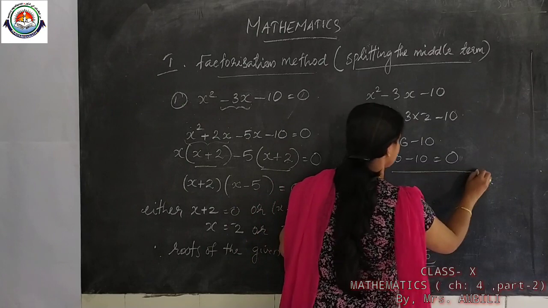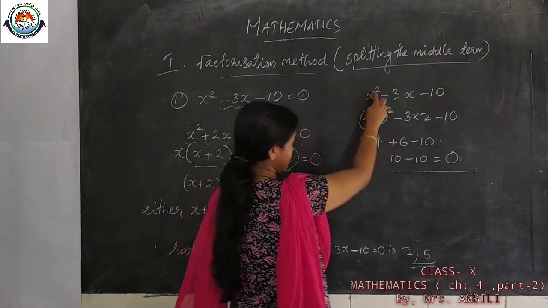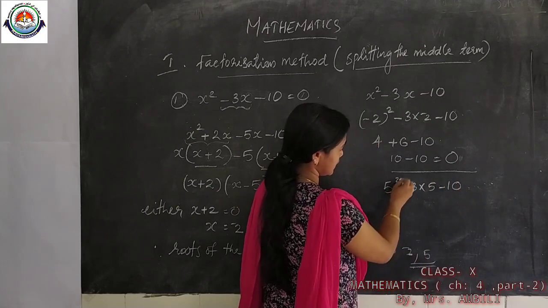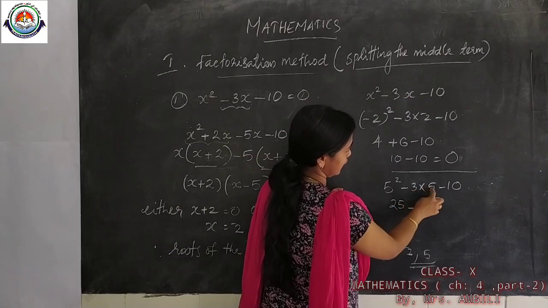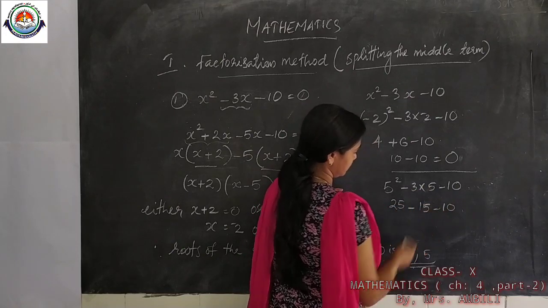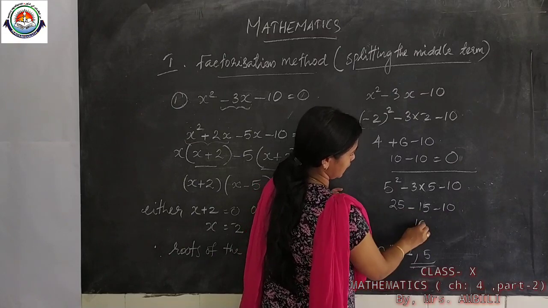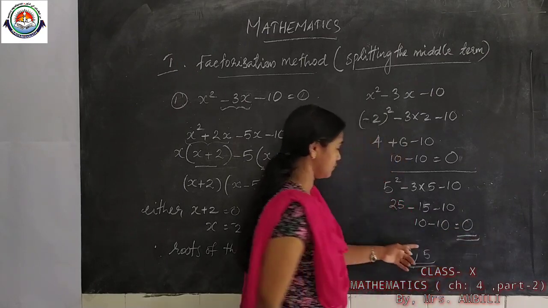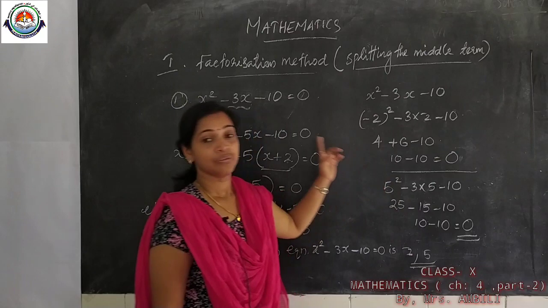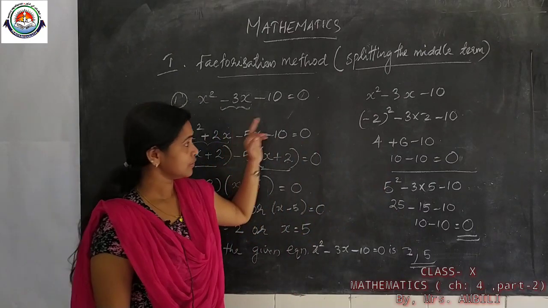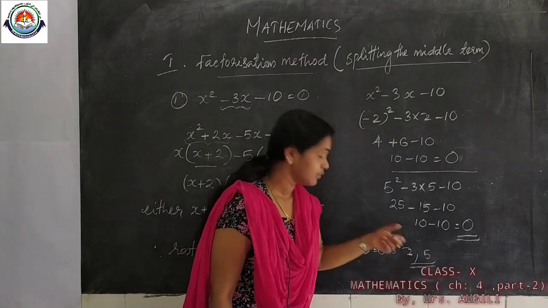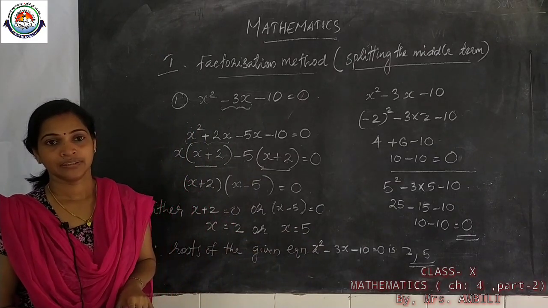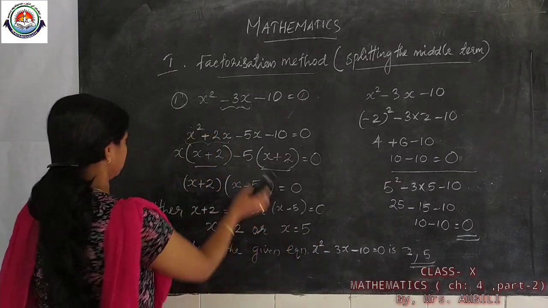Next we can check the next one. What is the next root? 5. We can substitute here 5 square minus 3 into 5 minus 10. What is 5 square? 25 minus 3 into 5, 15, minus 10. 25 minus 15 is 10, minus 10 equal to 0. Therefore, 5 is also one of the roots. Okay. So, we got now -2 and 5 are the roots of the given equation. That is verification. Okay. Clear? Then one more example we can check.